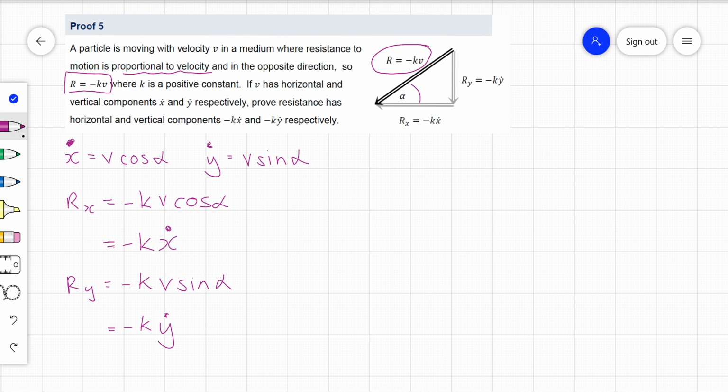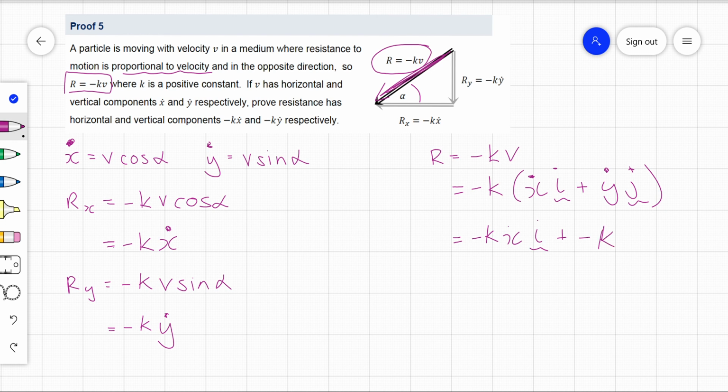We could also use vectors, which they like doing because they've introduced vectors now. So here you can see I've got this vector with the resistance on it. So R equals minus kV. And what I could do is I could break the vector v up into its components. So if you think of vector v, we know from our previous work that it's got this much in the i direction, so x dot in the i direction and y dot in the j direction, or the vertical direction. You can't see my i's and j's. And so if I pull those apart, we get this, and oops, it should be minus k, doesn't matter, minus k y dot with a j vector there.